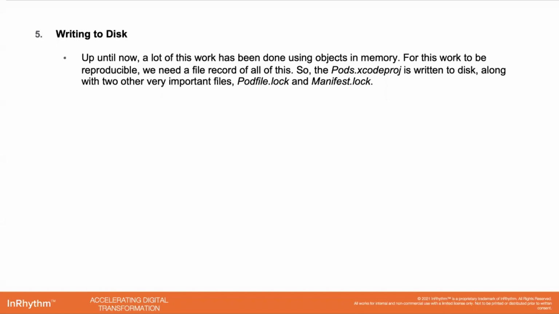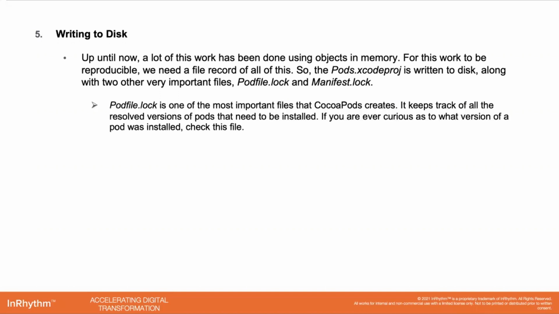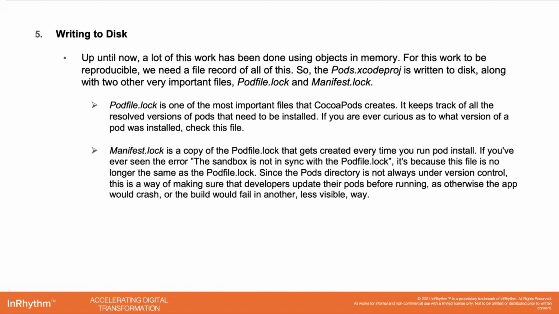So yeah, these files, you may see them if you deal with CocoaPods, and we will talk about them now. So Podfile.lock is one of the most important files that CocoaPods creates. It keeps track of all the resolved versions of pods that need to be installed. If you want to check what version of a certain pod is installed, you can go to this file and check it. And the second file, Manifest.lock, is a copy of Podfile.lock.